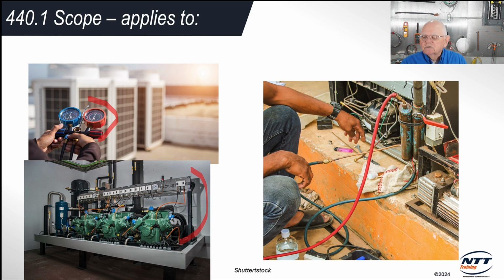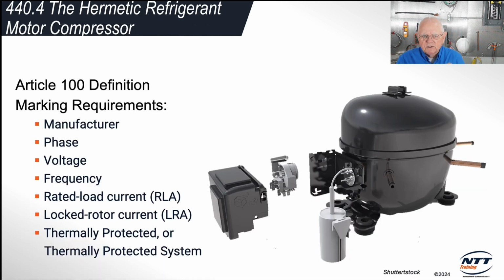Over on the right-hand side is what we're really talking about. Here's someone servicing a condenser unit, refrigeration unit, air conditioner, in other words. Look at that black thing, right there in the middle of the screen at the top. And that is our hermetic refrigeration compressor. And that's a little bit different animal than a typical motor. So we're going to talk about that compressor and see how we size the conductors to it, the overcurrent protection, and we'll talk about the overload protection on it as well.